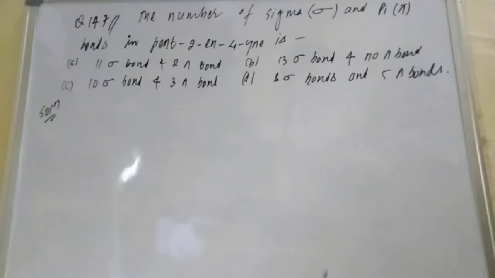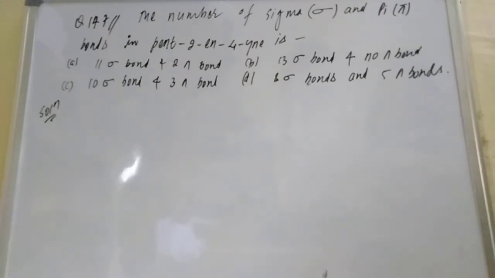Hello friend, now the problem number 147 in the same NEET paper. The problem is saying the number of sigma and pi bonds in pent-2-en-4-yne is. So how many sigma and pi bonds are there in pent-2-en-4-yne?